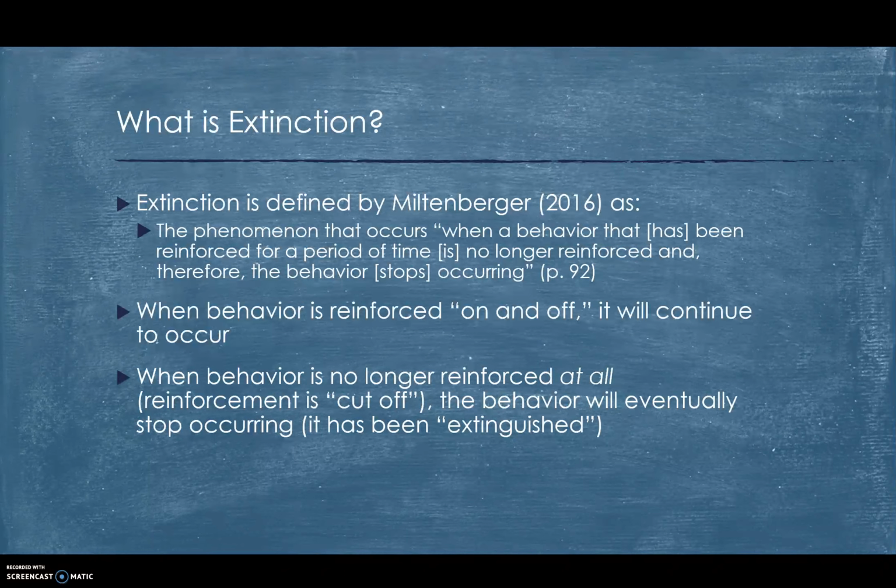If a behavior is reinforced on and off, however, the behavior will probably continue to occur. So in order to really create this extinction in a way that will last long term, we're going to truly need to remove that reinforcement. No more reinforcement for this behavior. If it's a problem behavior, that's really what we want to do. And then when the reinforcement is cut off, the behavior eventually will stop occurring. So really the idea of extinction is going to be to most effectively remove that reinforcement and keep it removed so that the problem behavior occurrences will decrease and eventually stop.